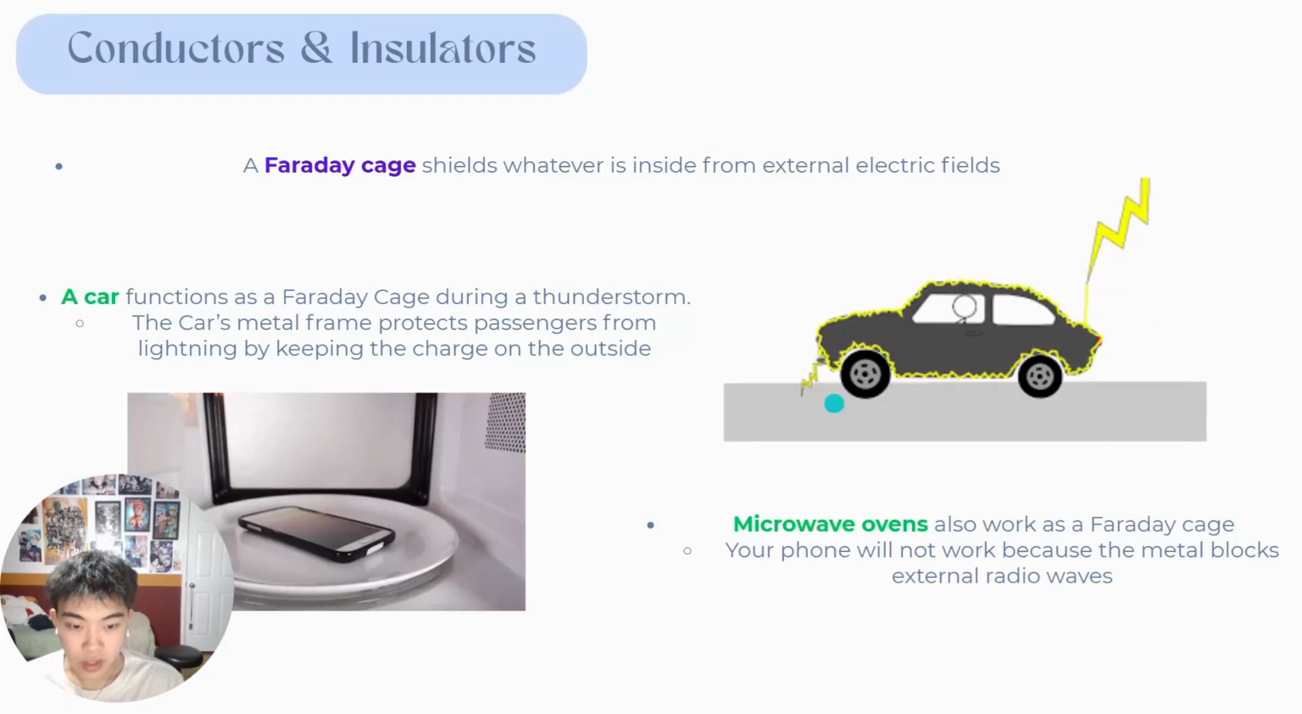And another example would be microwave ovens. When you put your phone inside a microwave, it will not work because the metal blocks out external radio waves. And this is the end of this video.